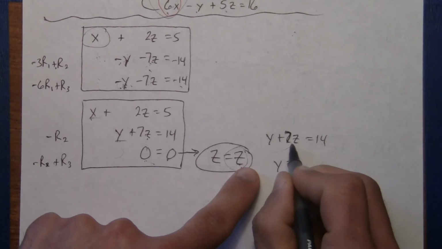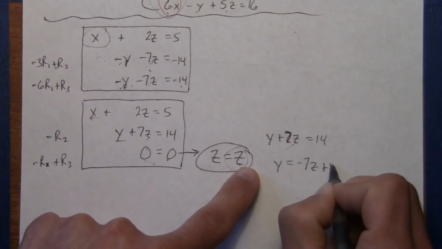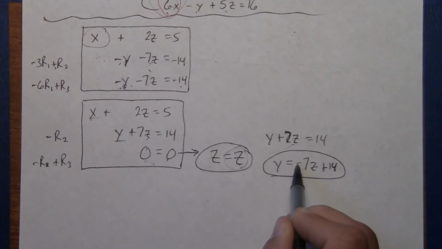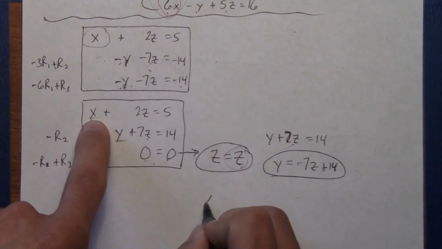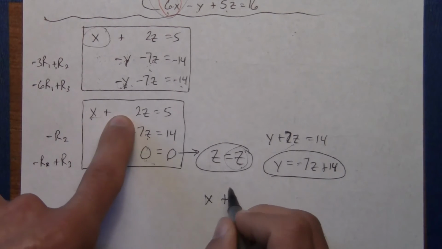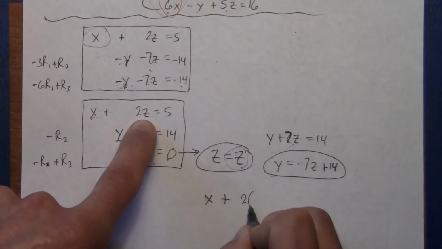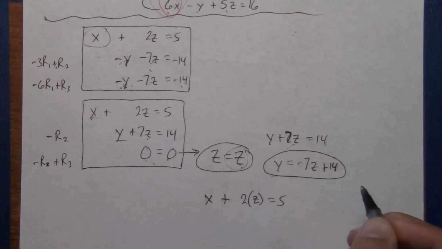So what would I do to solve? Well, I'd have to subtract this. So subtract 7z, and now even though it's not a number, I do know what y is equal to. It's equal to -7z plus 14. Go back to the first equation. It's x plus, there is no y term, so I don't have to plug that in, 2 times z. Well, z is actually equal to z, is equal to 5.